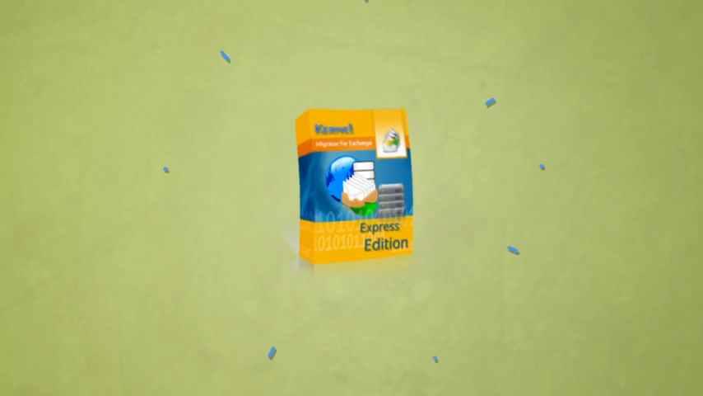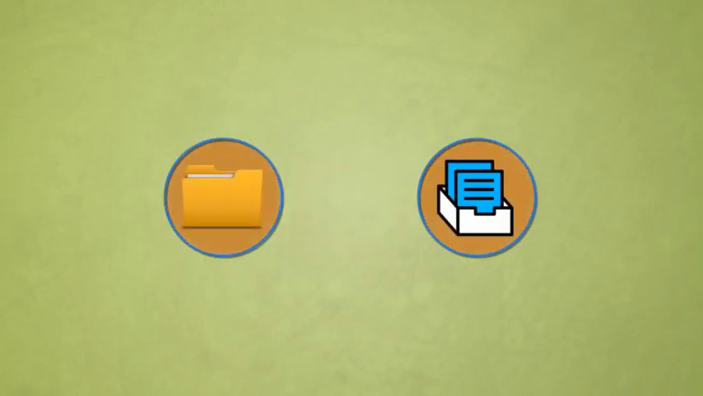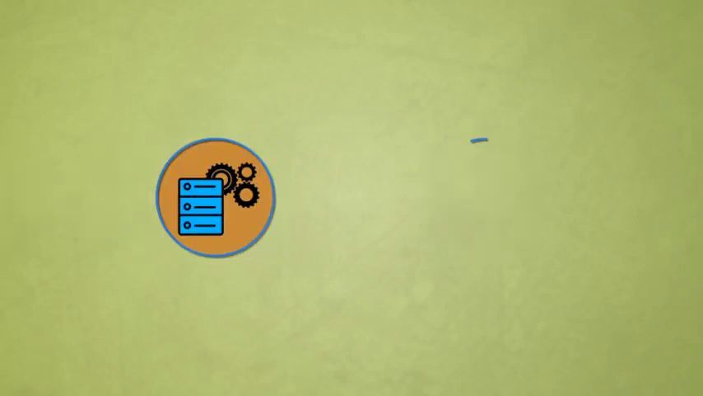Express Edition is a compact version of Kernel Migrator for Exchange tool that allows instant migration of mailboxes, public folders and archive mailboxes to and from any on-premises Exchange, hosted Exchange and Office 365 server.